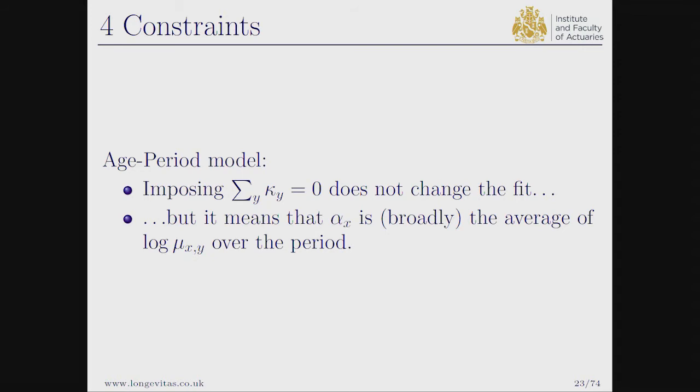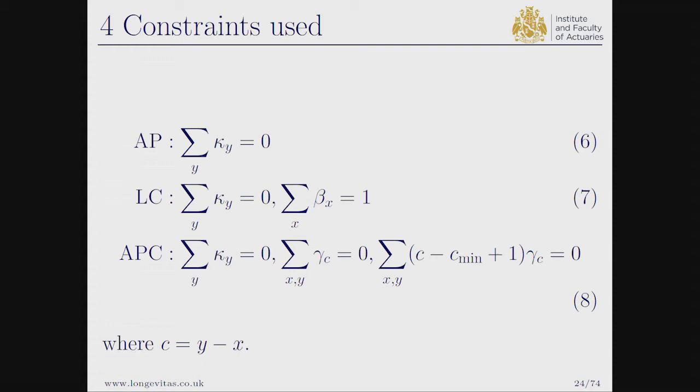So we go back to the age period model as an example. If we impose a constraint that the sum of the kappa values should be zero, this won't change the model fit, but it will mean that the alpha parameters are very broadly the average of the log of the force of mortality at each age across all the periods. So it doesn't change the fit, but by imposing this identifiability constraint, we make the alpha parameters have a particular and useful interpretation: alpha x is just the log of the force of mortality at age x, or the average of the logs of the force of mortality. For the age period model, we only need one identifiability constraint, and that will nail down all the parameters uniquely.